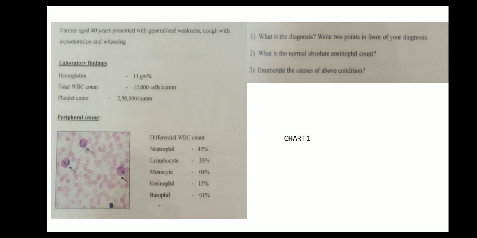So what is your diagnosis? 3 questions will be there. The first question is, what's your diagnosis? Write 2 points in favor of your diagnosis. What's the normal absolute eosinophil count? Enumerate the causes for this condition.